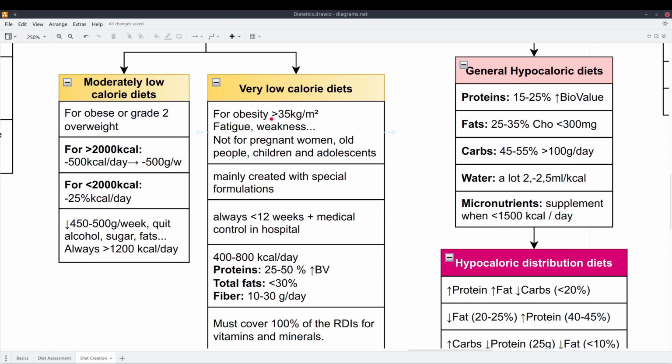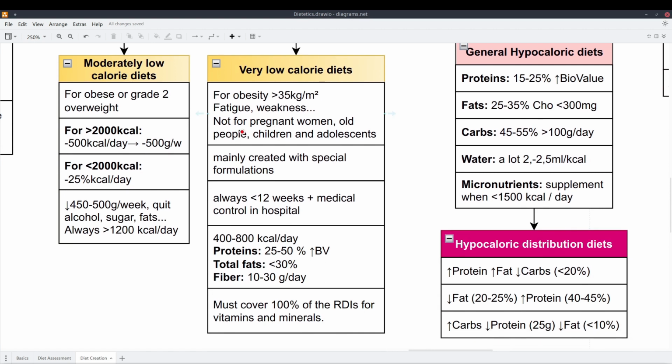These are for obesity over 35 kilograms per meter square. This is the body mass index over 35. But these diets can give us fatigue, weakness, and many more problems because the calories, we're going to see now, are very low. And they are not recommended for pregnant women, for old people, children, and adolescents.